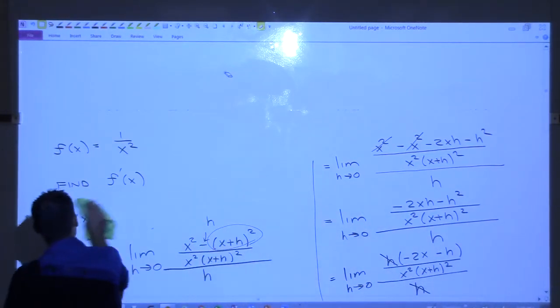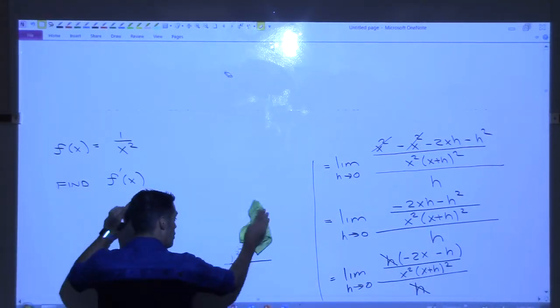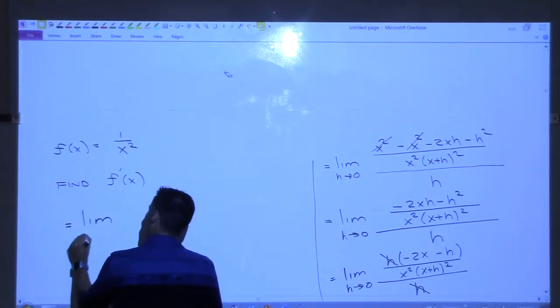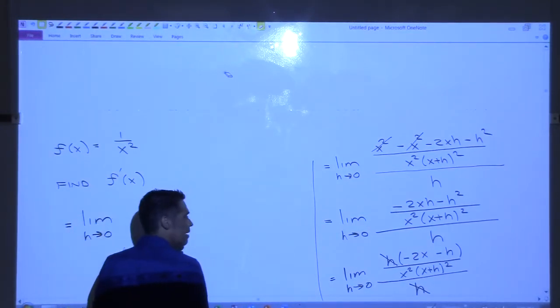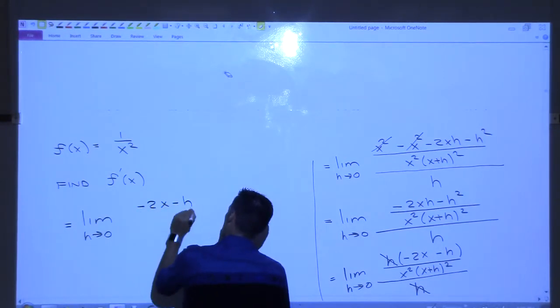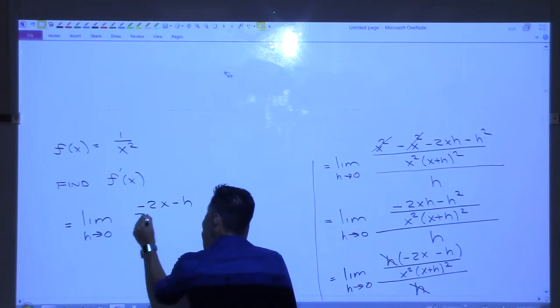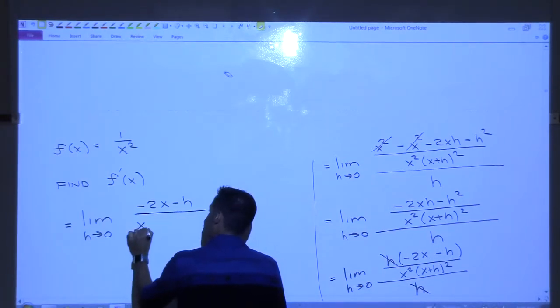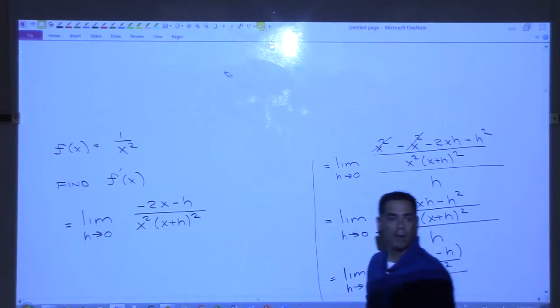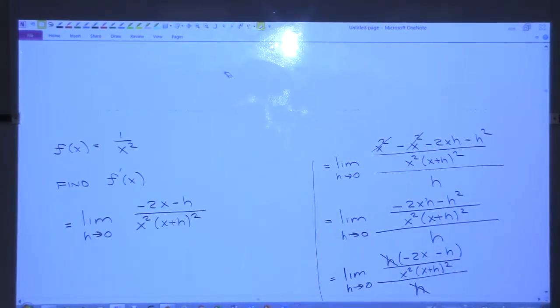So the final result, before we take the limit, right? I still have not taken the limit. Limit h approaches 0, and we get on top negative 2x minus h, and on the bottom we have our common denominator, x squared times x plus h squared. Any questions on that up to that point? Now, what do we do? Let h go to 0, right?